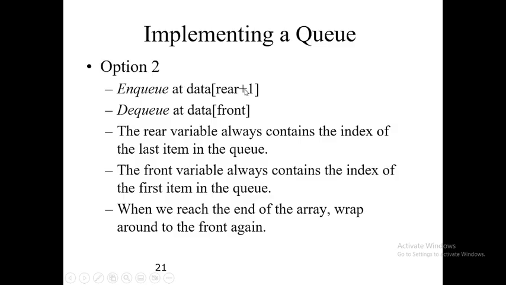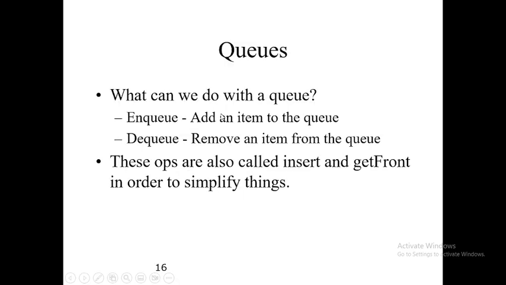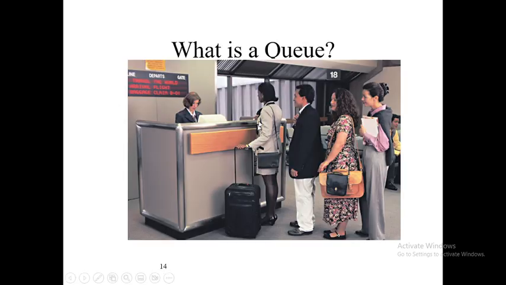So there is option 2. As I said, there are two ends for a queue: one is the rear and the other is the front end. If you want to insert anything, you use that end. Data of rear plus 1 is the enqueue operation. Dequeue happens at data of front. This is the front, and this is the rear. Rear plus 1 is used for inserting. Rear is the end, and if you increment by one, this is the place where you can insert one element. This is the front end.